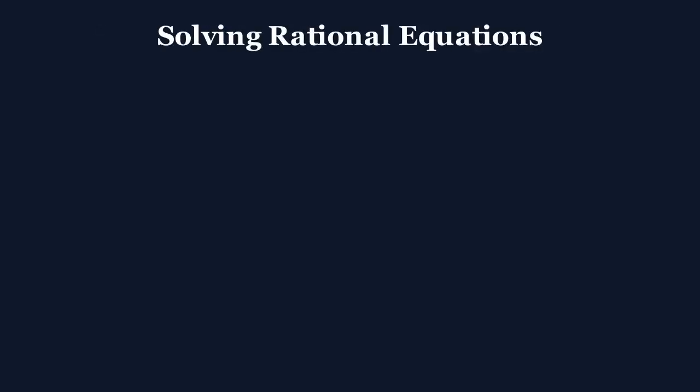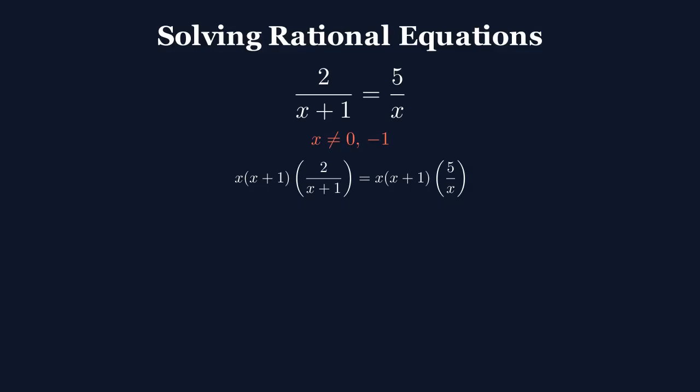To solve a rational equation, first state restrictions, then multiply by the least common denominator. Solve 2 over x plus 1 equals 5 over x. The restrictions are x cannot equal 0 and x cannot equal negative 1. The least common denominator is x times x plus 1. Multiply both sides by the least common denominator. This gives 2x equals 5 times x plus 1. Solving gives negative 3x equals 5, so x equals negative 5/3.